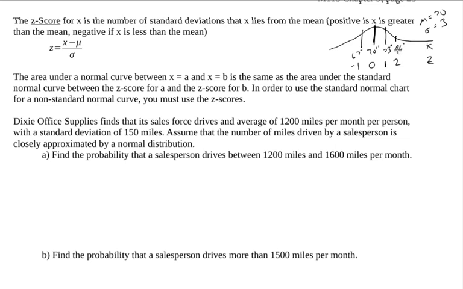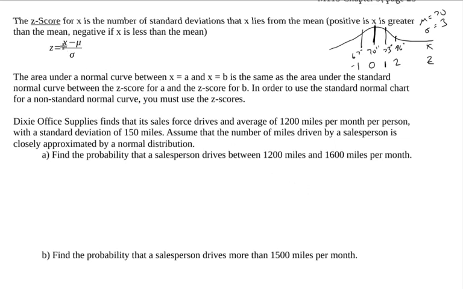Before the days where calculators were readily available, people would have to actually look these values up in the chart because it's a non-trivial question to find these areas. And so they're all found ahead of time, and then they're listed out in the chart, and you can just look them up as you need them.